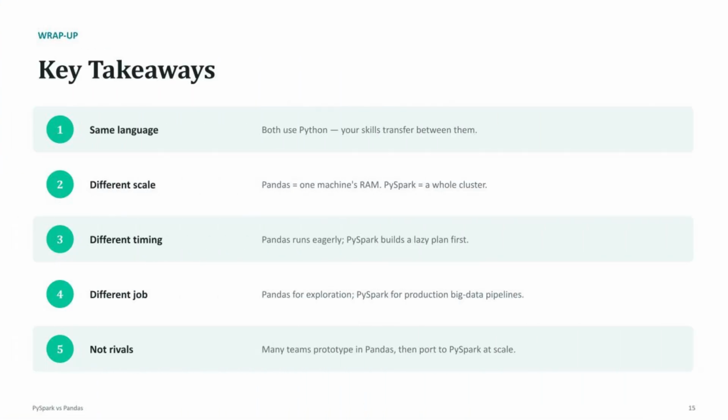Let's wrap up with the 5 things I want you to remember. 1. Same language. Both are Python, so the skills and thinking you build in one genuinely transfer to the other. 2. Different scale. Pandas is bounded by one machine's RAM. PySpark scales across an entire cluster. 3. Different timing. Pandas runs eagerly, line by line. PySpark builds a lazy plan and only executes when you ask for a result.